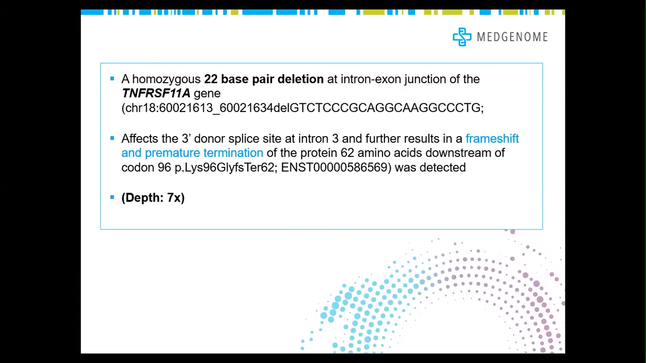Now, on detailed examination, because it was such a typical finding, we did a reanalysis, a deeper analysis, and we found that there was a 22 base pair deletion in the intron-exon junction. So this is not a very good area for NGS, but since the diagnosis was so typical, we had to analyze this further, and also the depth was very poor. For a 7x depth, the variant would have been missed if we use the normal filters, in which we have a cutoff of 30x as a depth.